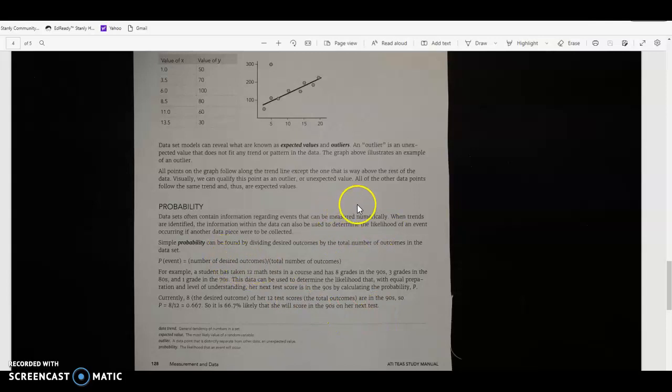If you were asked, if you flip a coin, what's the probability of getting heads? Well, there are 2 outcomes. It's either going to be heads or tails. So to get heads, it's 1 out of 2. To get tails, it's 1 out of 2. So that's the way you might do probability on the TEAS test.